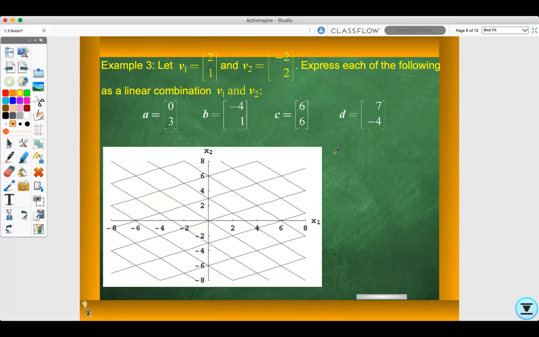So if we look at vector A, 0, 3, this would be v1 plus v2. And if I were to actually graph that on here, I'm just going to put it with a point. So 0, 3 would be right here. It would be this vector. And that's where vector A would end. We'll actually draw it on there.